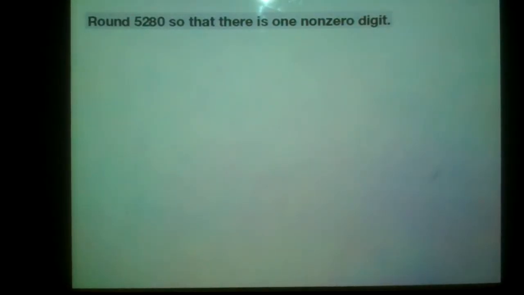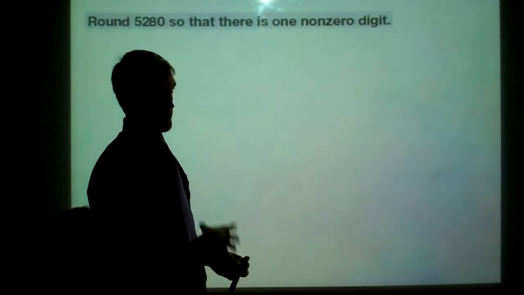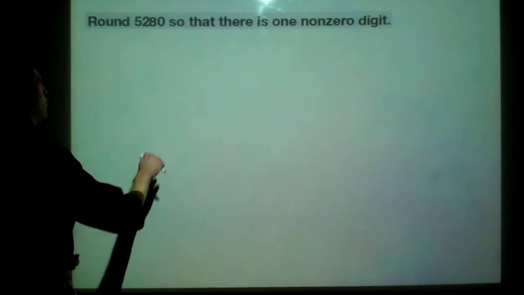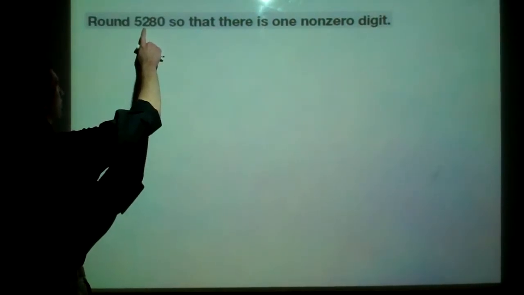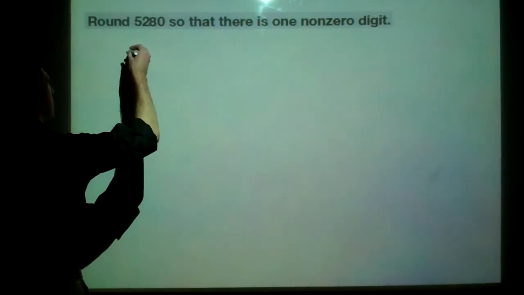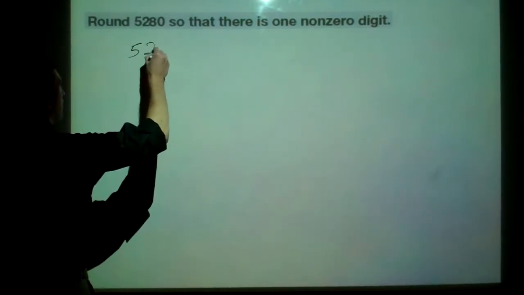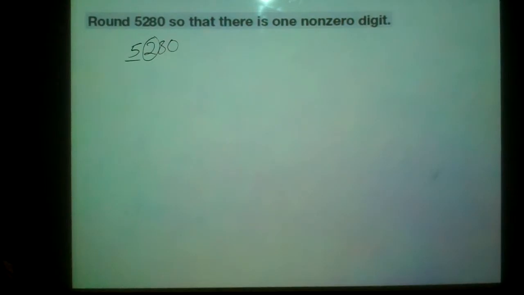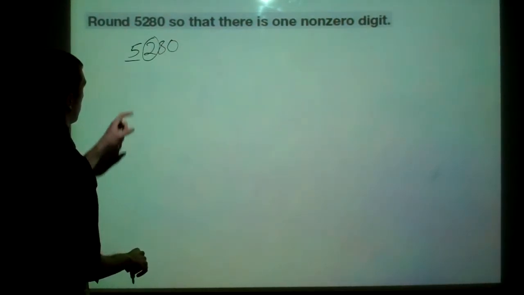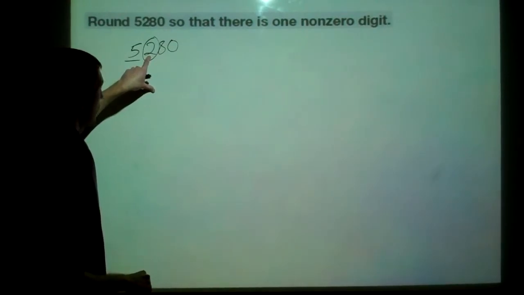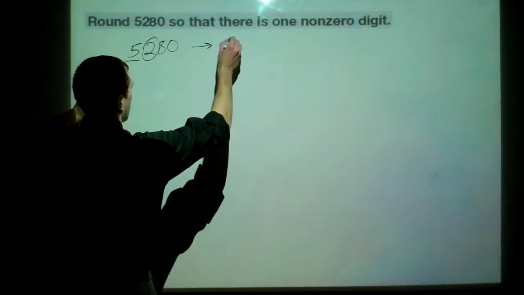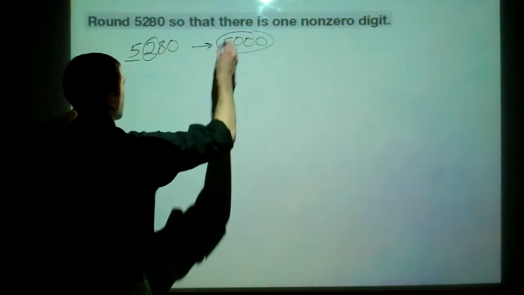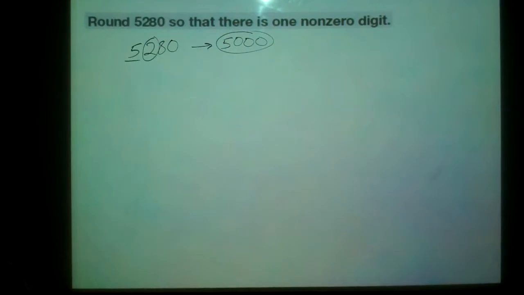Okay, so let's look at this example here. Round 5,280 so that there is one non-zero digit. So we only want one digit that is not zero. So that means we're actually going to be rounding to the thousands place. We're going to round to this place, and we're going to look at the next digit over. So we're going to say, okay, 2 is less than 5, so this is going to turn into 5,000. So that's rounded down to 5,000.